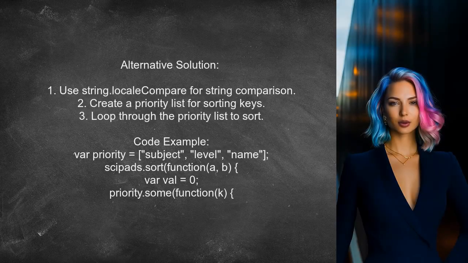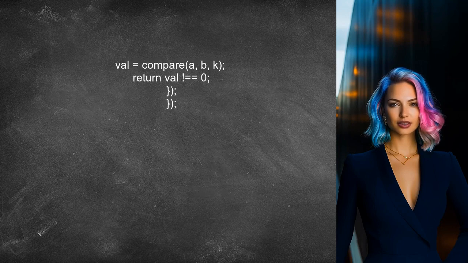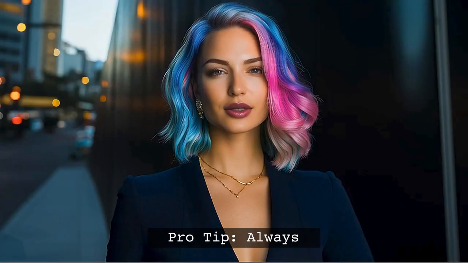An alternative approach to sorting the array is suggested by another user. They recommend using the string.localeCompare method for comparing strings. Additionally, they propose creating a priority list of the keys to sort by and looping through this list to perform the sorting. Here's the pro tip I promised.